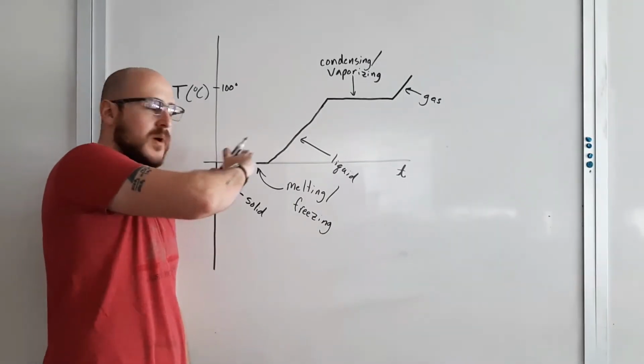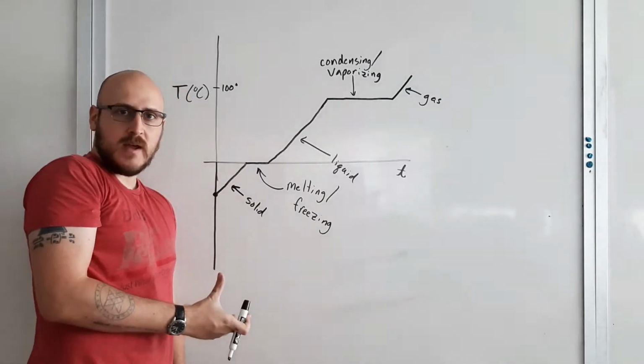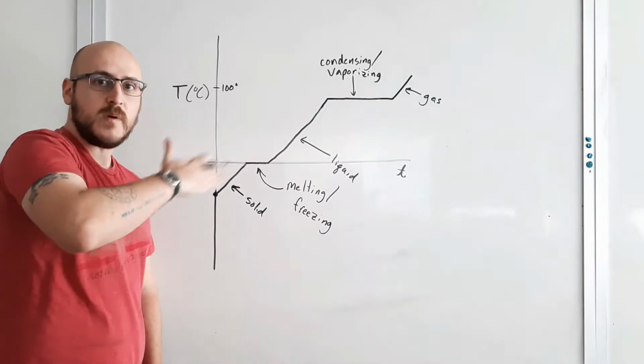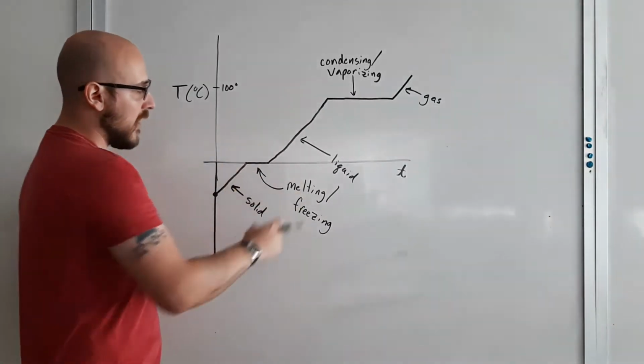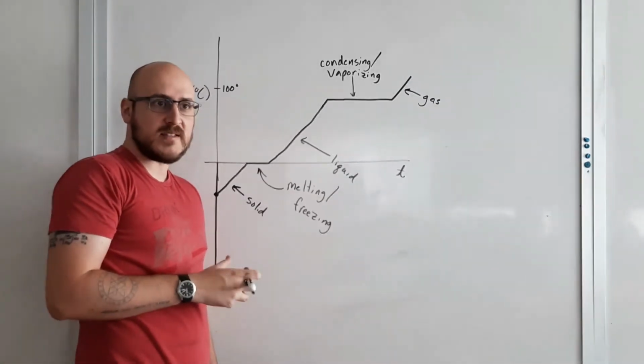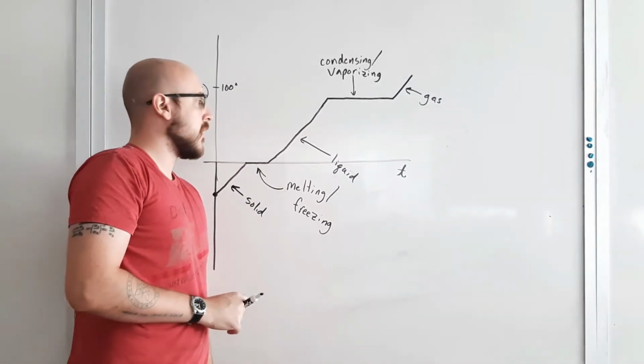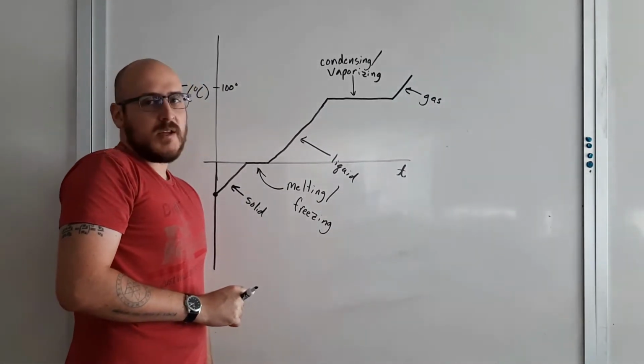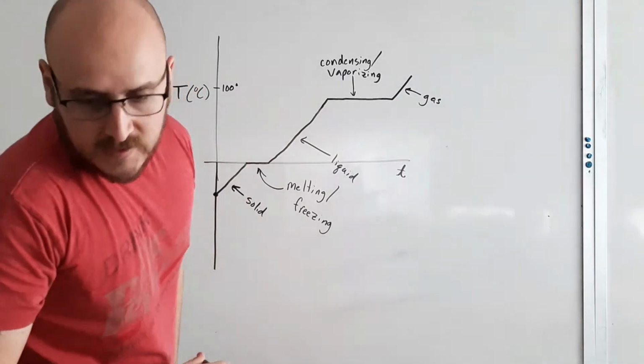You'll have a slope when it's a single state of matter, as it's going between those, and then you'll have it flattening out when it's actually going through a transition. Okay, so this is our general heating curve. Okay, next thing on our notes, talking about evaporation.